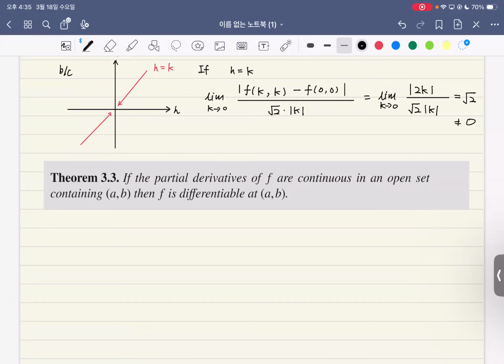This is so nice. All right, first I want to explain this statement. And this is the assumption: the partial derivatives of f are continuous. Okay.